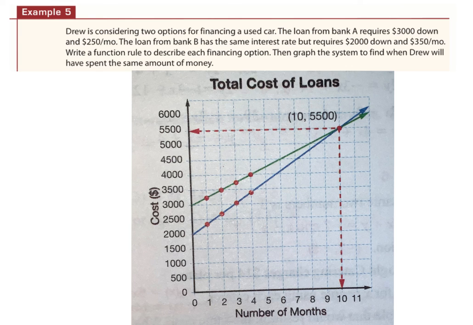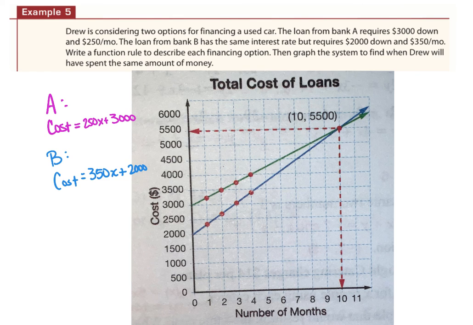All right? So if I'm talking about Bank A, then my loan amount, and we'll just say they wrote it as cost. Cost is going to equal an initial amount down of $3,000 and $250 per month. All right, y equals mx plus b. Bank B, the cost is going to be $350 a month. That's my slope. And $2,000 down. That's my y-intercept, all right?